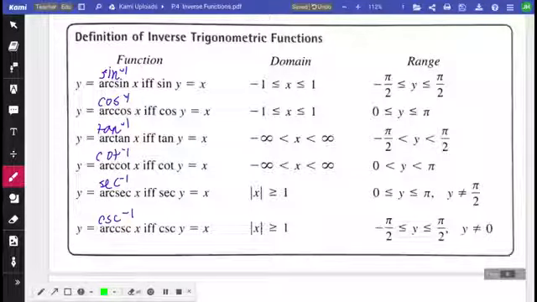They've restricted your domains again to make sure it works. So if we're talking about arc sine, this is the domain that works for arc sine.